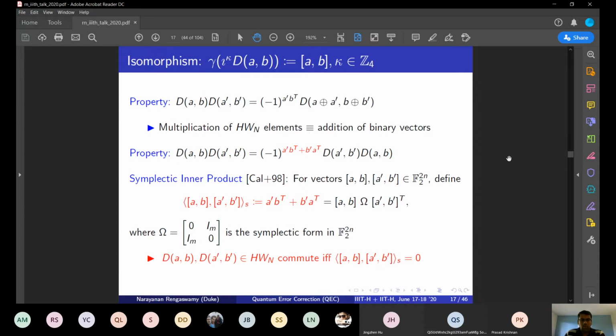So hopefully that was clear. The point I've made here is that any Pauli matrix can be mapped to a binary vector, and two Pauli matrices commute if and only if the binary vectors have symplectic inner product 0. They anti-commute if the inner product is 1. So that's what you want to keep in mind.